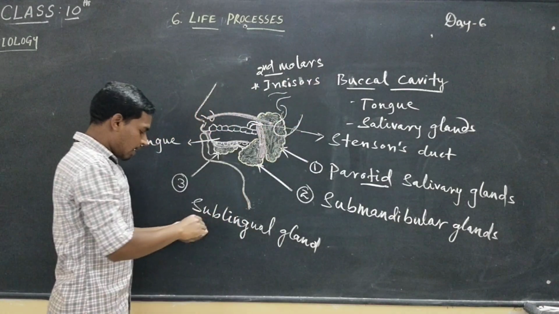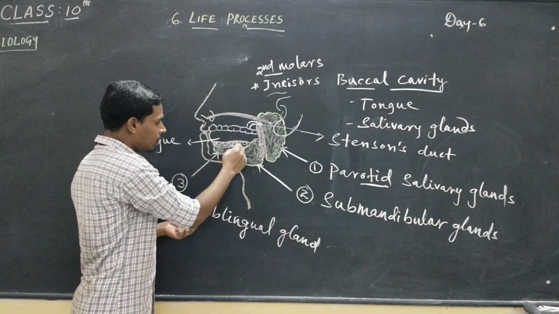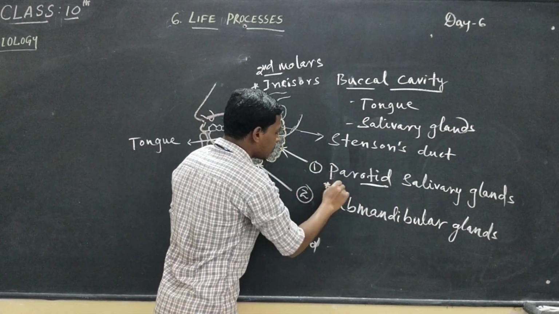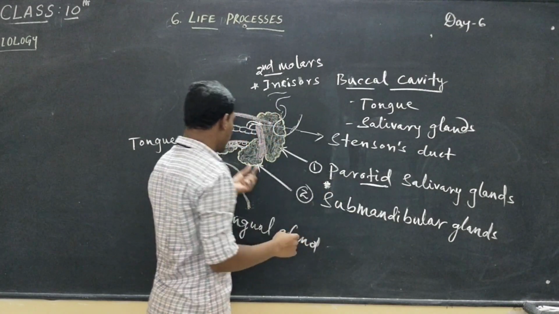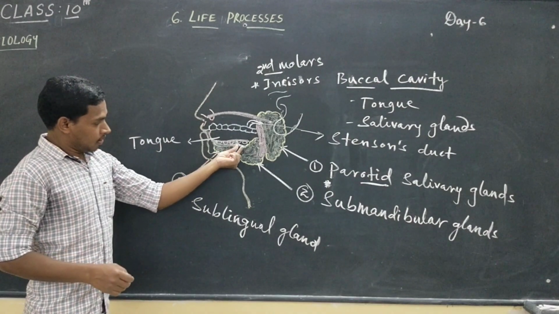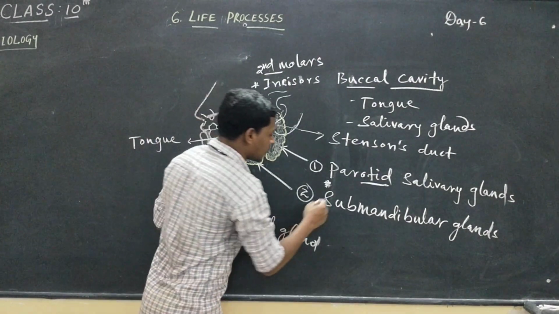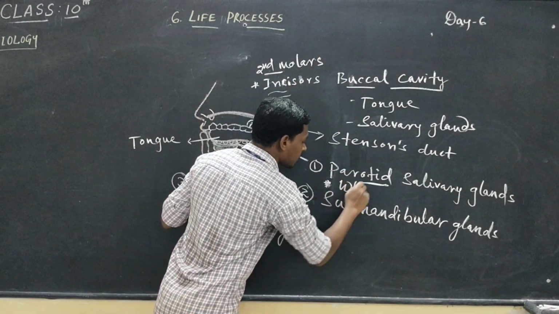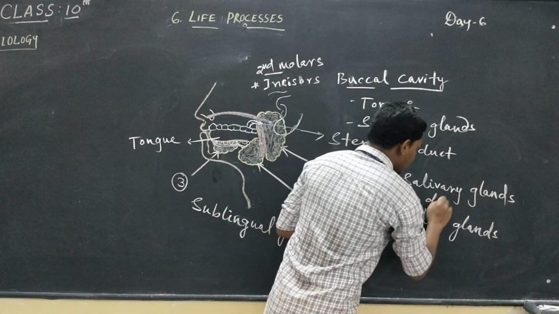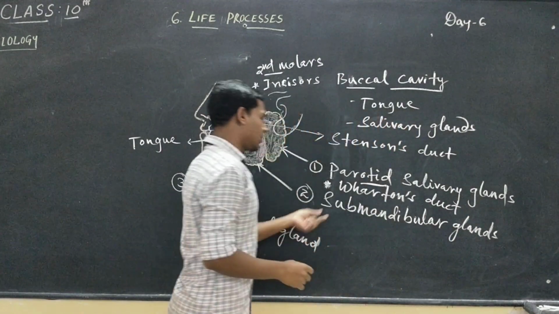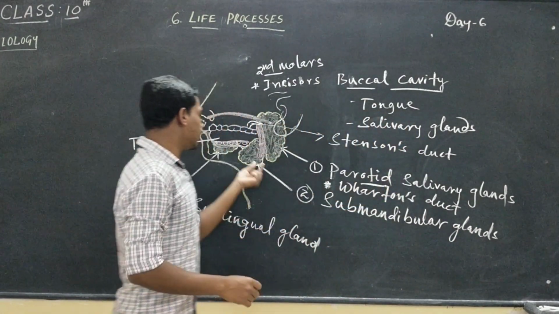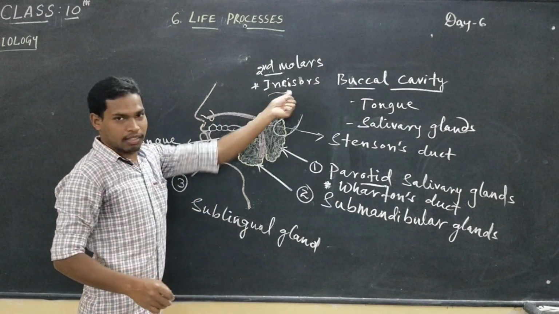Okay, and the duct name is Wharton's duct. Through Wharton's duct, the submandibular gland releases its secretion in front of the incisors.